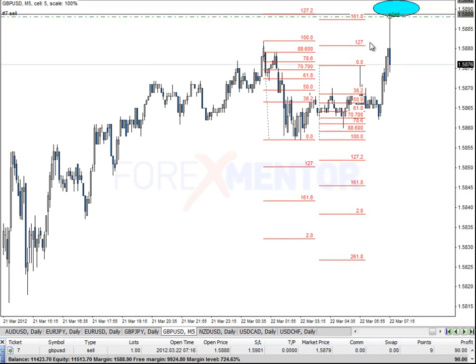So let's see if price can break up. So there's the spike. Look at the reaction off that area. Bang. To the pip on the 127. And look at the rejection off that. Okay. That's an indication. When you see that sign, that's an indication that you've got, you see this high here? You've got a bull trap.